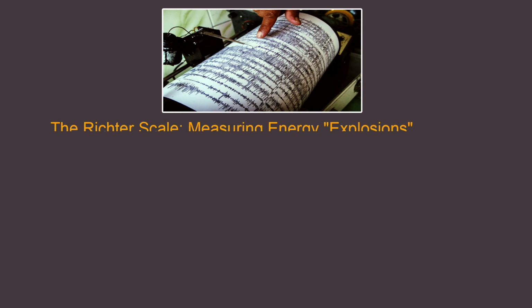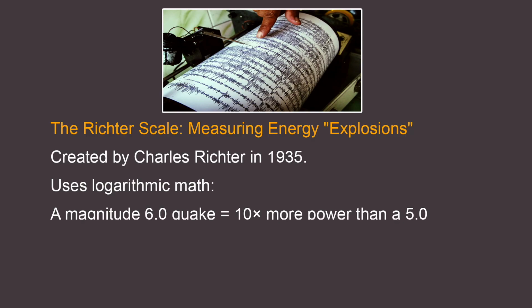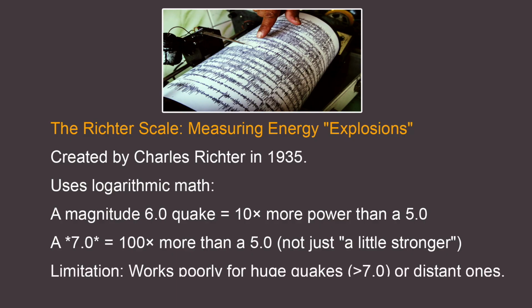First is the Richter scale, measuring energy explosions, created by Charles Richter in 1935. This uses logarithmic maths. For example, a magnitude 6 quake is 10 times more powerful than a 5. A 7 is 100 times more than a 5, not just a little stronger. What is the limitation? It works poorly for huge quakes, magnitude greater than 7, or distant ones.